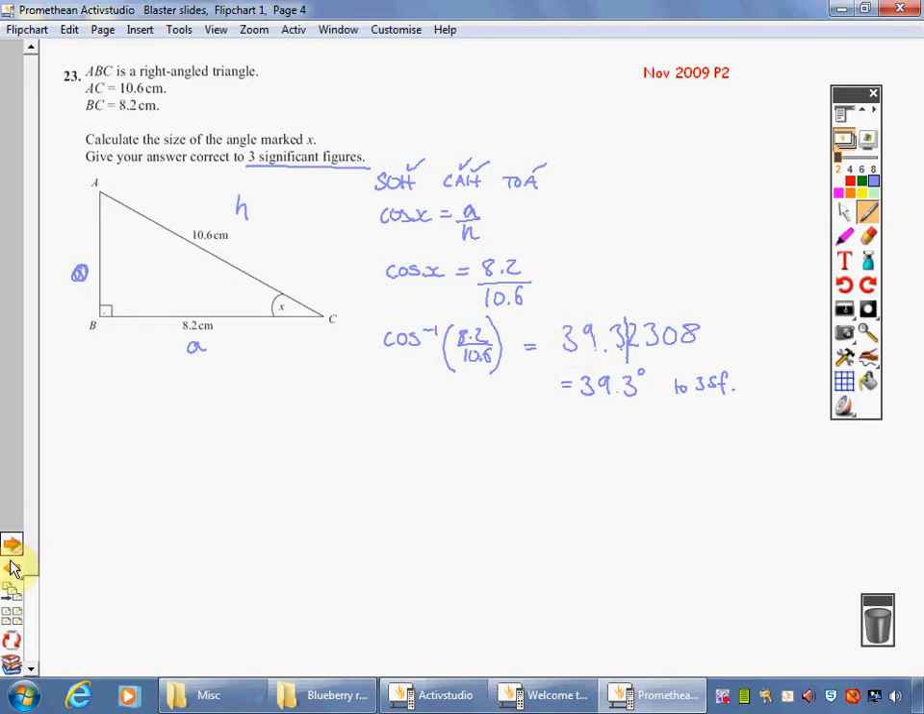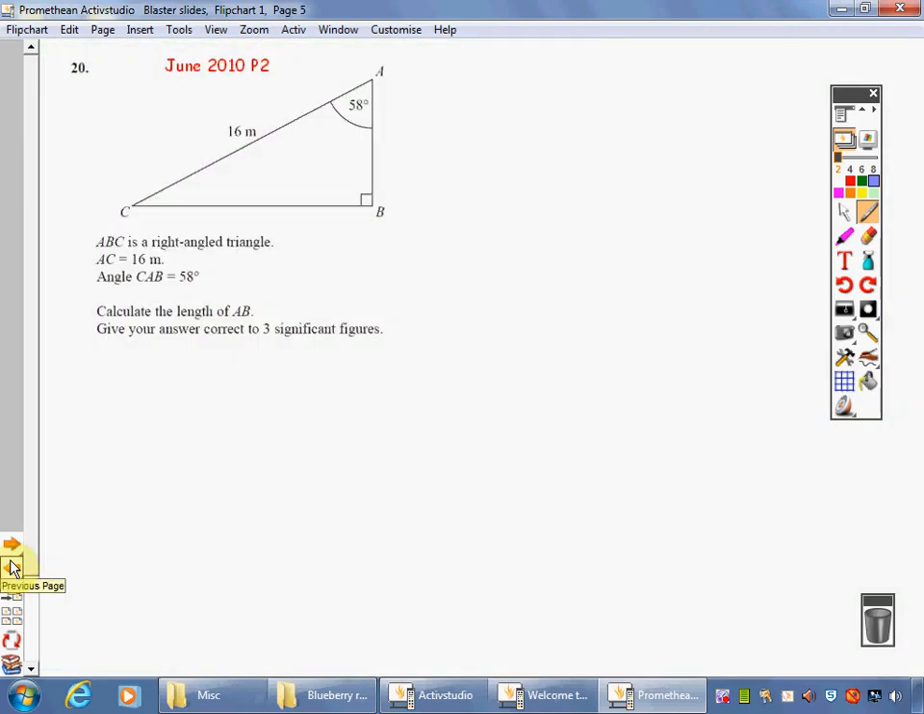I think I've got one more loaded up for you to have a go. Yes, I have. You have a go at this question. Press pause now. Welcome back. I think this is the last trig question I've got ready for today. So let's have a go at it.